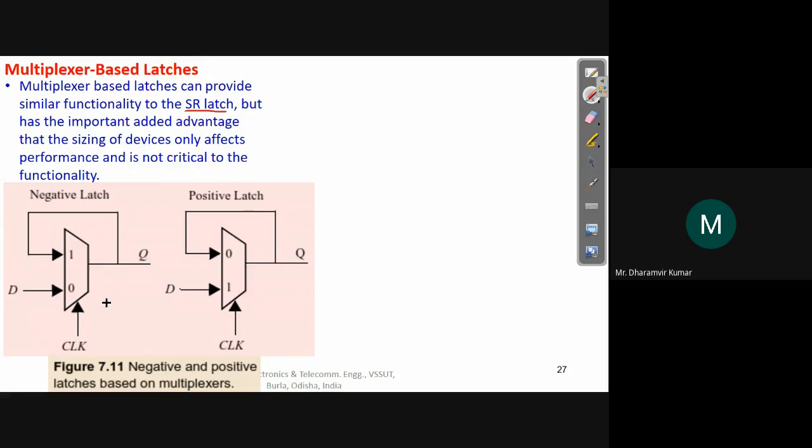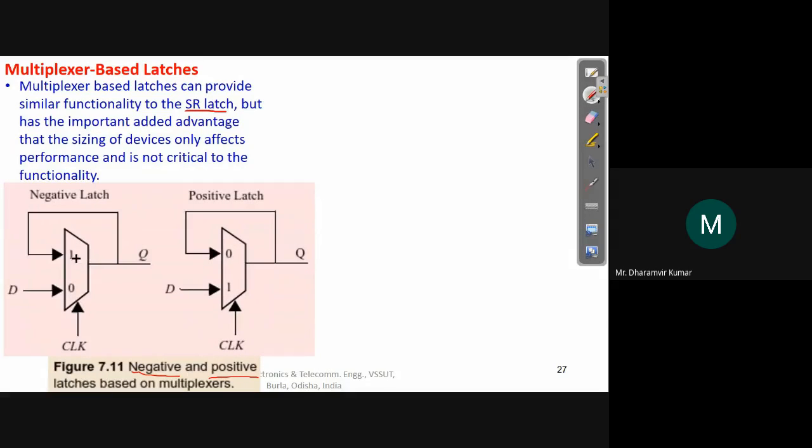So look at this. This is a negative latch based on a multiplexer. This one is a negative latch, and this one is a positive latch.